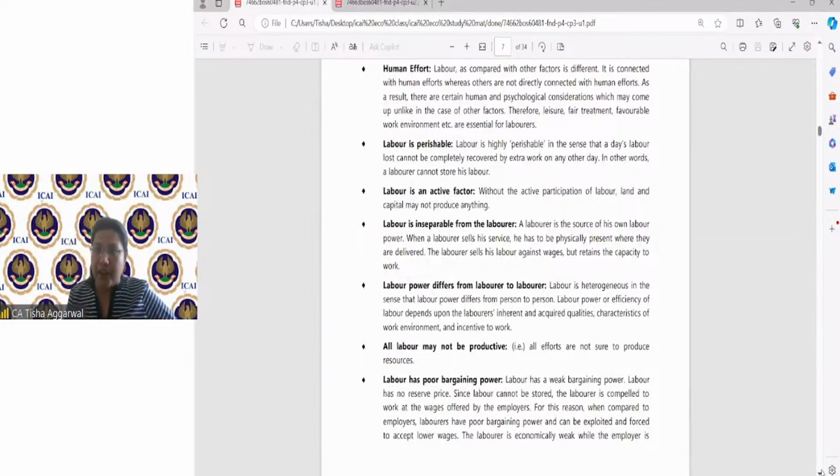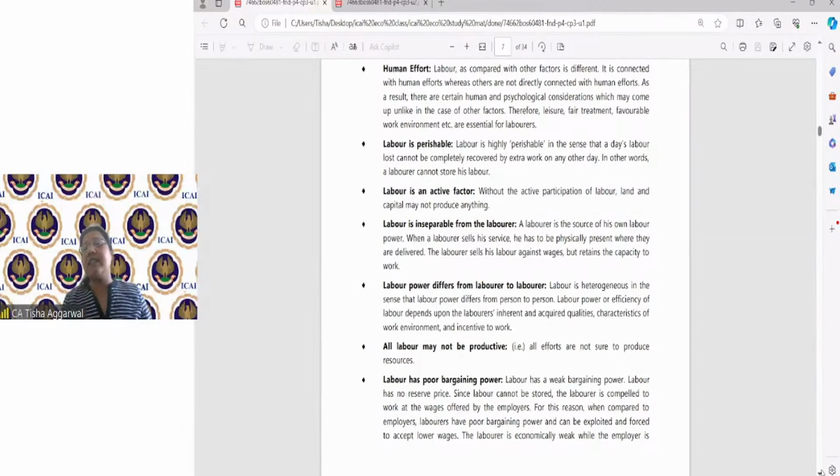First, it is human effort. When I say human effort, that means obviously various other factors like psychological availability, consideration, etc., come into consideration. Second, it is perishable. That means you cannot store it. If a particular labor has 24 hours in a day, which every human being has got, I cannot save 5 hours for tomorrow. It is very perishable. You use it or you do not use it, finish it.